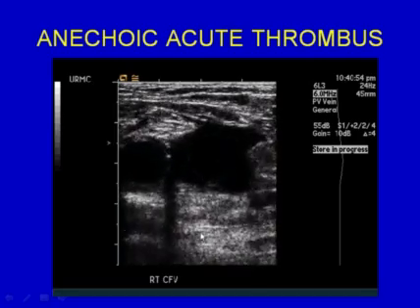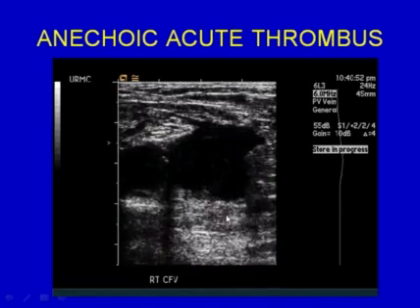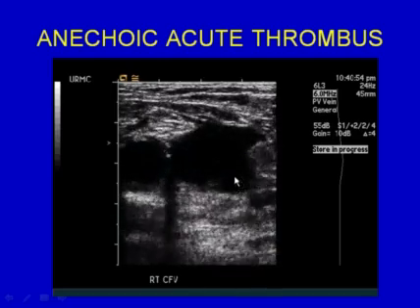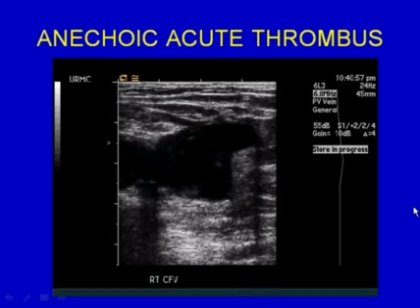It's important to do the compression and not just rely on grayscale, because here you can see that there's a patient with an anechoic acute thrombus in the common femoral vein. Very difficult to see just on the grayscale alone.